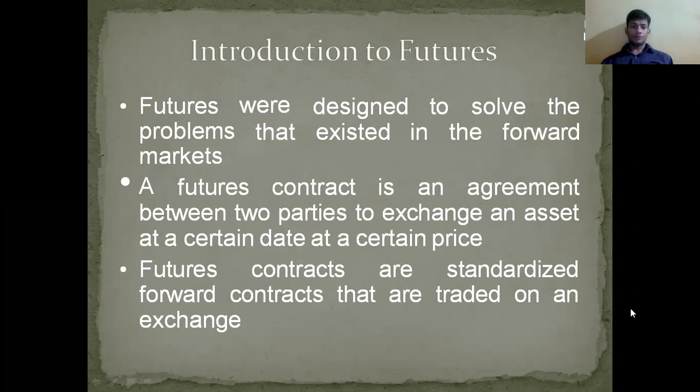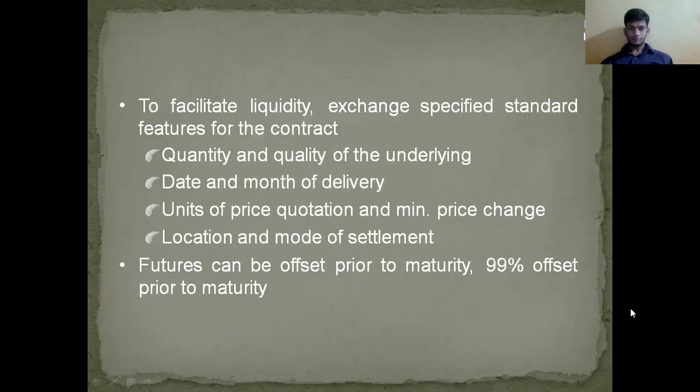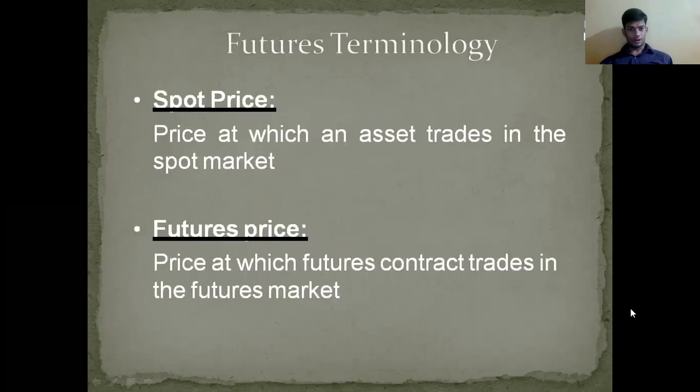Futures were designed to solve the problems that exist in the forward contract. A future contract is an agreement between two parties to exchange an asset at a price. Future contracts are standardized forward contracts that trade on an exchange, which facilitates liquidity. Features of future contracts: exchange specialization, standard contract, continuity, underlying, date, month of delivery fixed, price, quantity, minimum price change, location, and mode of settlement.